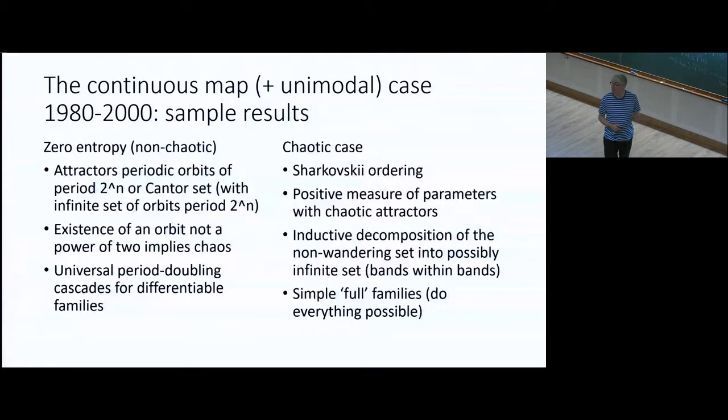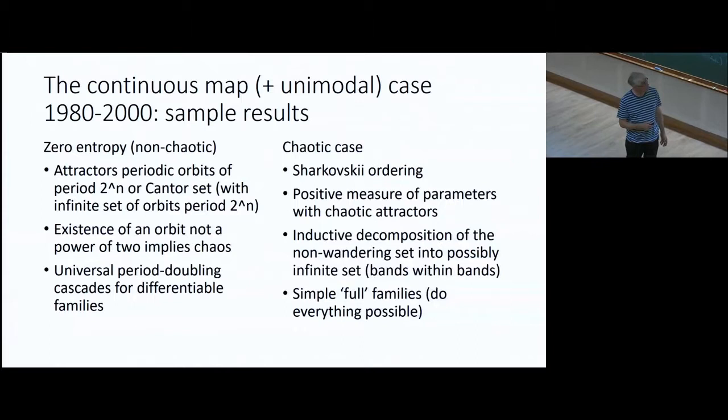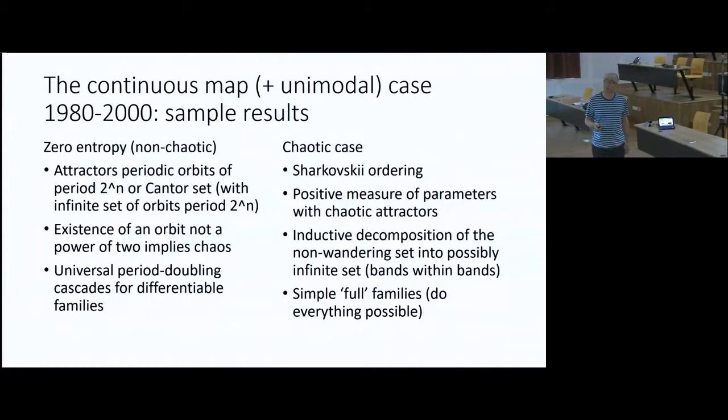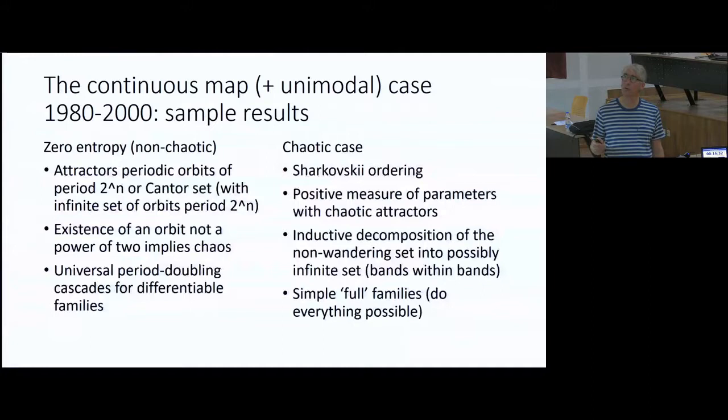Not necessarily stable chaos, I'm not talking about attractors here, but it implies the existence of a chaotic set. And you have a sort of universality about the period doubling cascade. So once you realize that the only thing you've got are these period 2^n orbits, then the natural thing is, well, how do I get more and more of them? You do them by period doubling, and there's a very nice accumulation result for period doubling cascades. And in the chaotic case, you've got the Sharkovsky ordering, which I'll come back to a bit later.